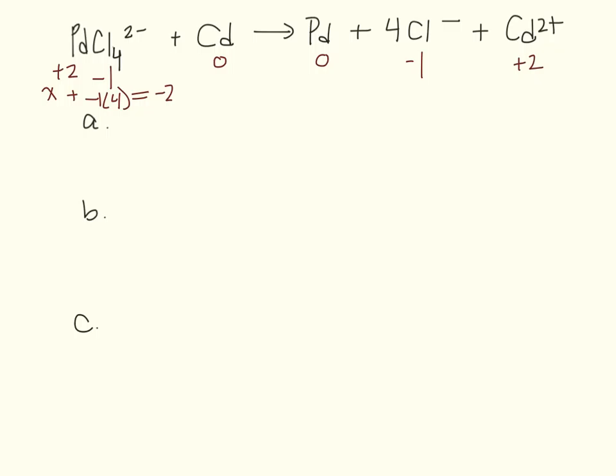So to answer that question about what is being oxidized, our oxidation is going to be the number that goes up. We can see that the cadmium metal turns from 0 to 2+. So that one will be our oxidation. And the palladium number goes from 2+ to 0, so that will be our reduction.